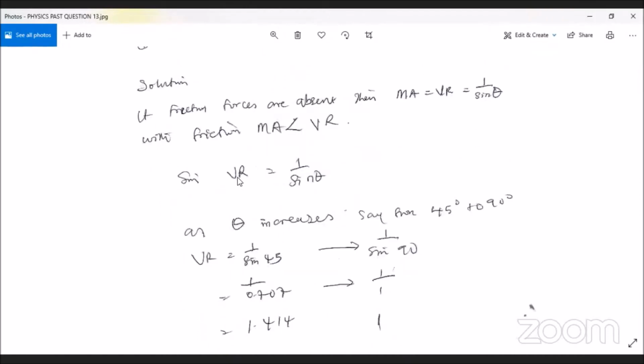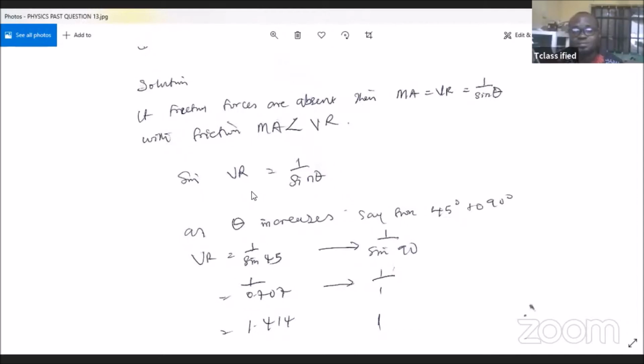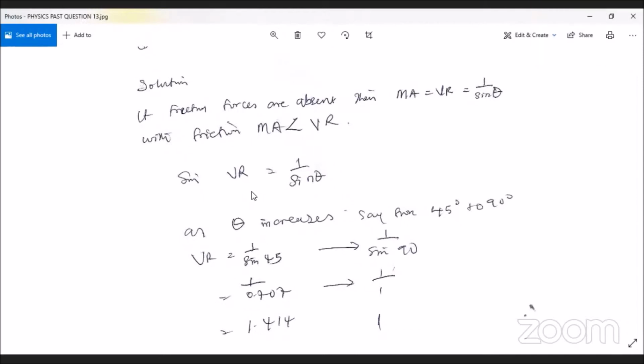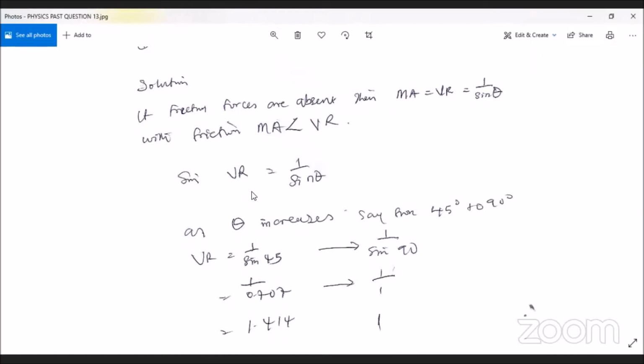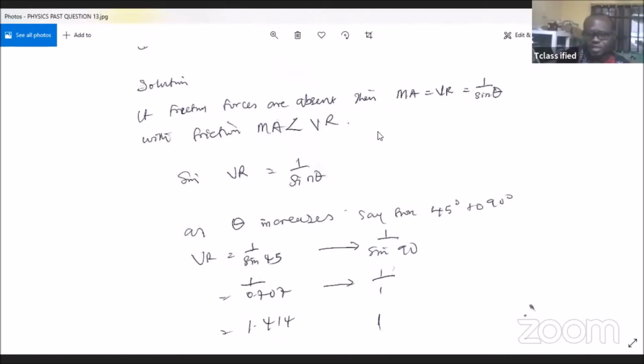Well, sir, they didn't mention the mechanical advantage here. No, I didn't say they mentioned it. I'm just giving you a concept behind the solving. In case they mention it tomorrow, you know that it's also equal to 1 over sine theta if friction is absent. Is that clear?